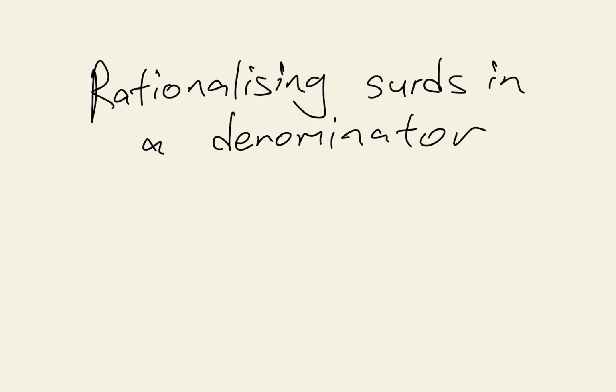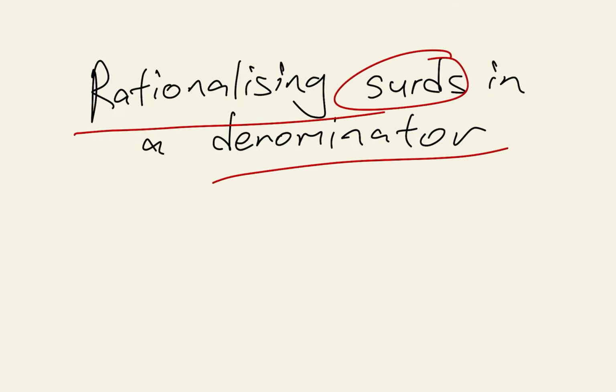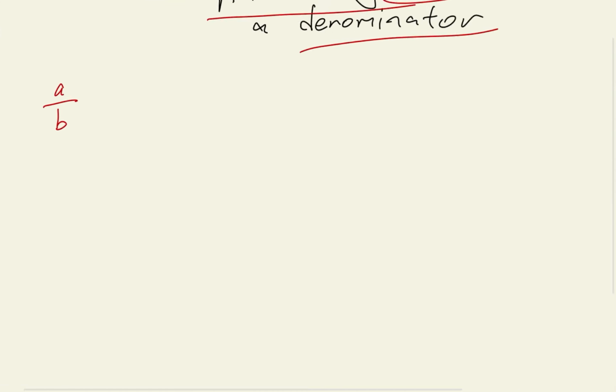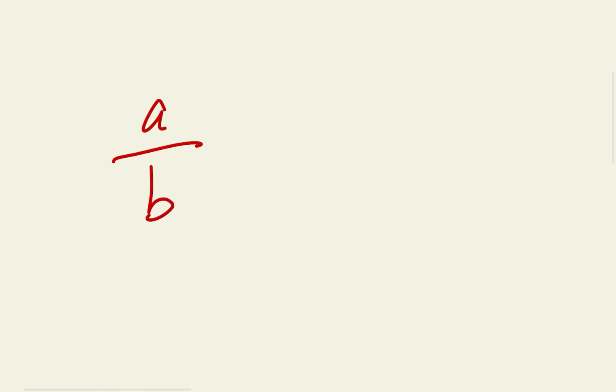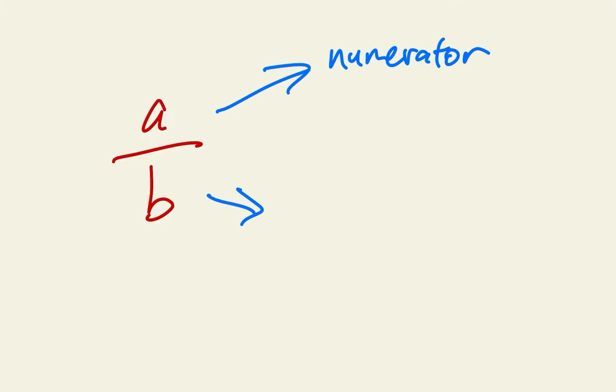So today this video is going to be a follow up on the surds video I made last week. Today we're going to focus on rationalizing the surds in the denominator. So we need to understand how a fraction works first. When we have a fraction like a divided by b, the top number is your numerator and your bottom number is your denominator.